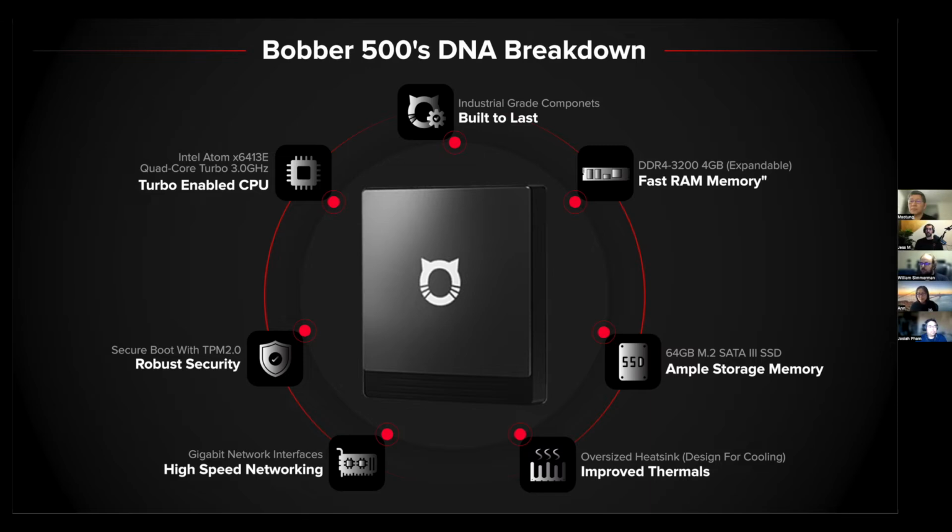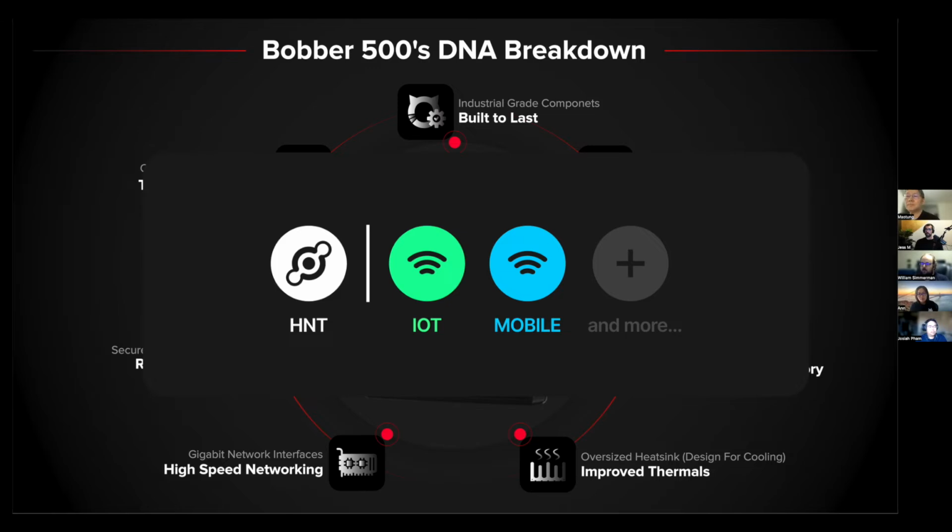And then with the Bobber 500, you can mine mobile tokens if you have the attached radios, but you can also mine HNT right now, which will become IoT once the HIP passes for the IoT token. So you can dual mine, you'll have LoRaWAN coverage and 5G coverage. So that's a bonus also of having the dedicated hardware. You wouldn't be able to do that if you had a cloud gateway setup.